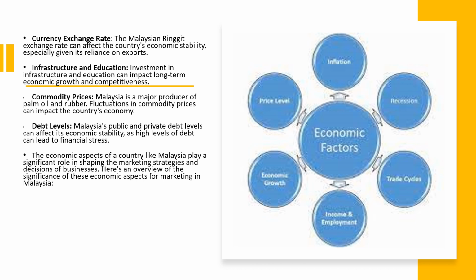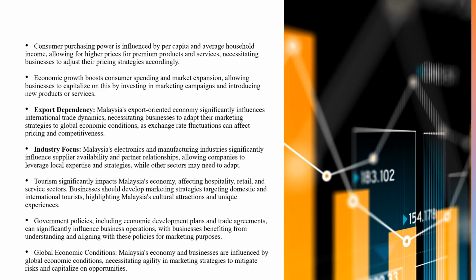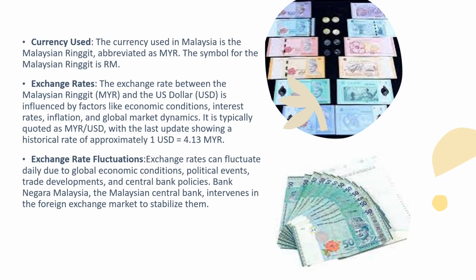So the economic aspects of a country like Malaysia play a significant role in shaping the marketing strategies and decisions of a business. Here is an overview of the significance of these economic aspects for marketing in Malaysia: export dependency, industry focus, tourism, different government policies, and global economic conditions. Malaysia's economy and businesses are influenced by global economic conditions, so resources must be allocated in marketing strategies to mitigate risks and capitalize on opportunities.